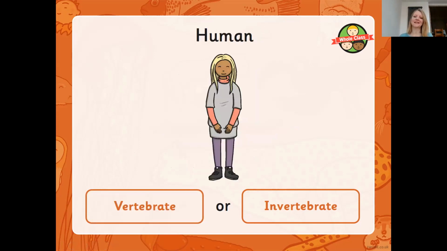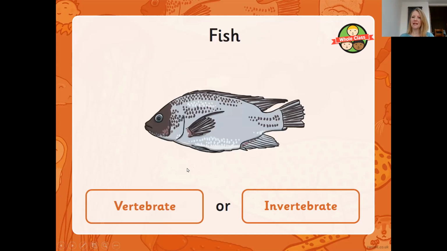Humans, we've already answered this one. Yeah, definitely got bones, definitely got a backbone. So we are vertebrates. What about a fish? Okay, sometimes you have fish, maybe for tea. What sometimes do you have to be very careful of? Yeah, the bones, and definitely fish are vertebrates. They have a backbone.